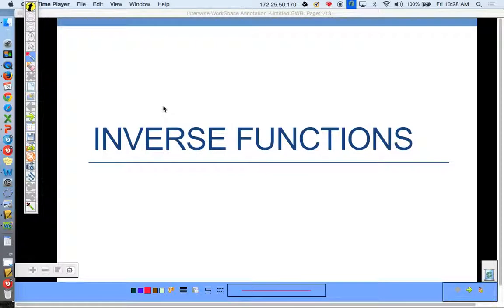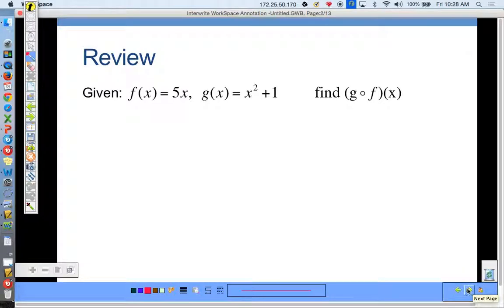Today we're going to take a look at inverse functions. To start off, there is a review of composition of functions. So pause the video and then start it once you have finished this review.